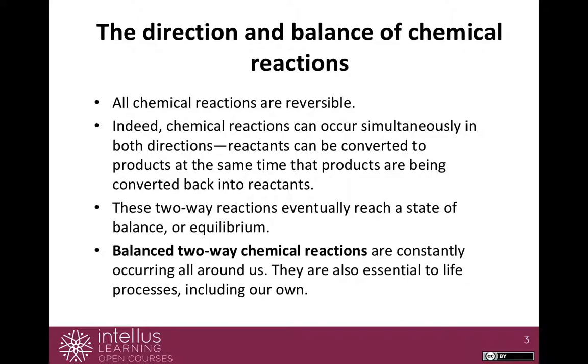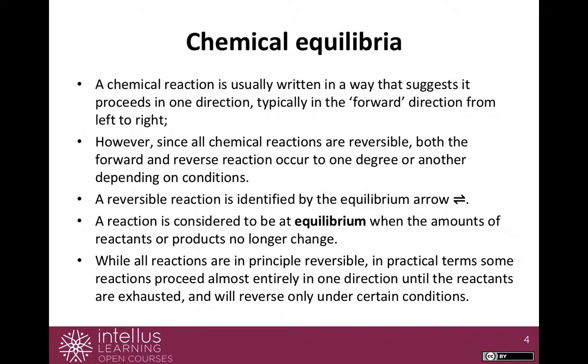We can take sugar from our blood, convert it into fat, but then we can also take that fat and convert it back into sugar so that we can have an energy source. And that's just one of thousands of examples. So, a chemical reaction is usually written in one way. Typically, the forward reaction is the one we want to have occur, not necessarily the one that will occur most quickly. And since they are all reversible, we typically use a double-headed arrow.